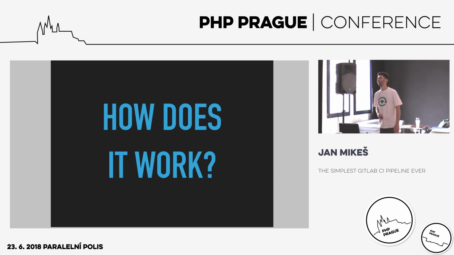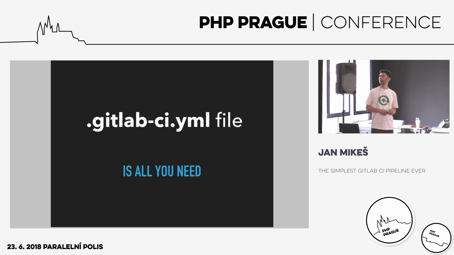Okay, now let's continue. So, I will describe how it works in background, at least. All you need is this one file in your root directory. It's called .gitlab-ci.yml. So it's everything you need to make work your continuous integration on GitLab. Nothing else.